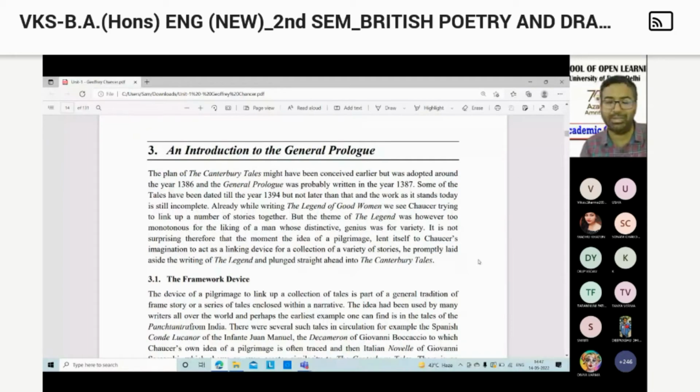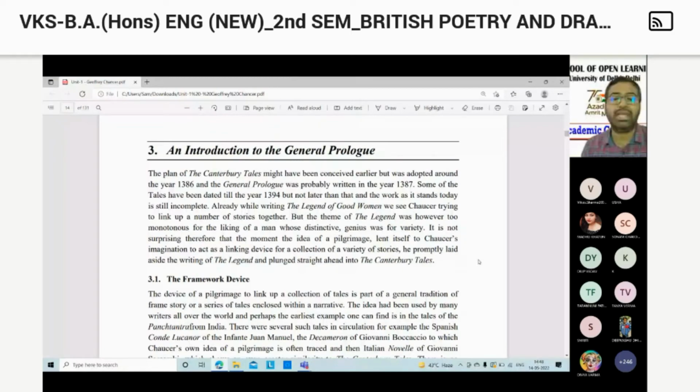So this is the pilgrimage of Thomas A. Beckett at Southwark, and they were visiting this shrine of Thomas A. Beckett. The plan of the Canterbury Tales might have been conceived earlier, but was adopted around the year 1386, and General Prologue was probably written in the year 1387. Some of the tales have been dated till the year 1394, but not later than that. The work as it stands today is still incomplete.